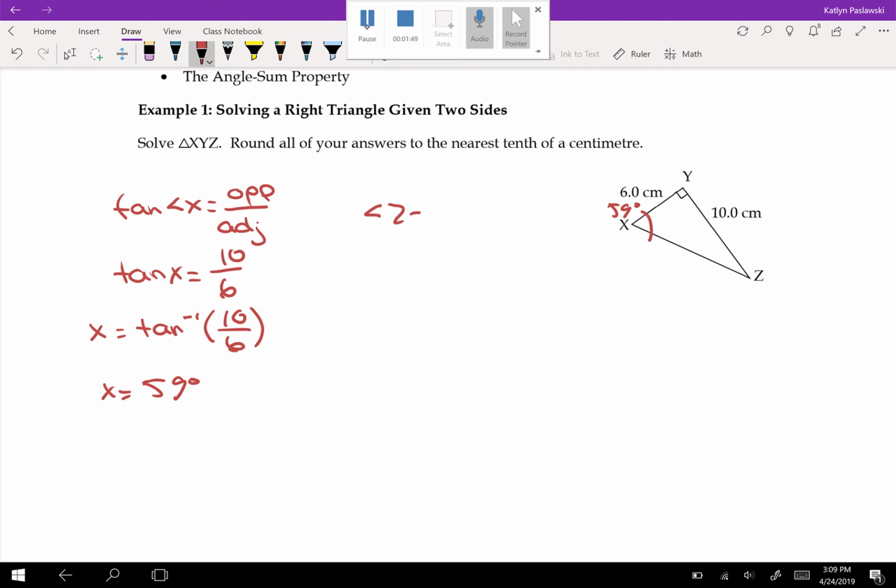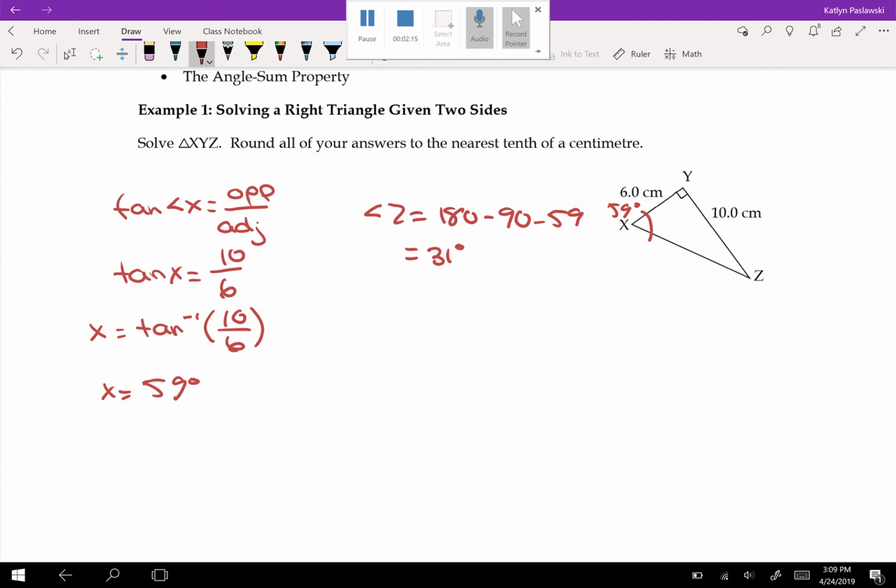So angle Z is equal to 180 minus the 90 degrees minus the 59 degrees to give us a total of 31 degrees. Now, I could have started with angle Z and still use the tangent ratio to have opposite over adjacent. It just would have been 6 over 10. And then I could have also used the angle sum property to then solve for it. Either way would have gotten you the same answer.